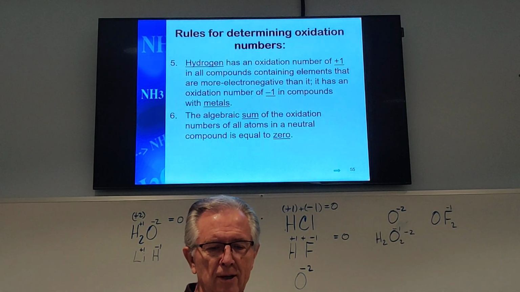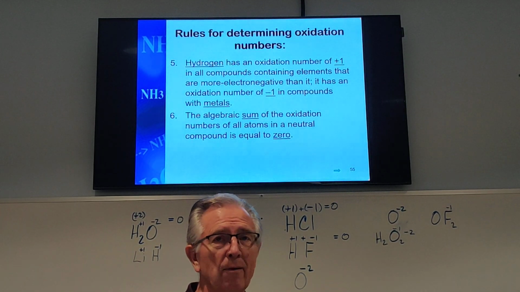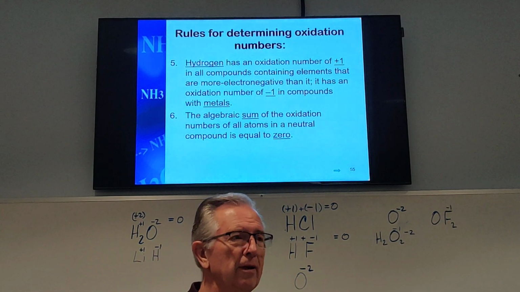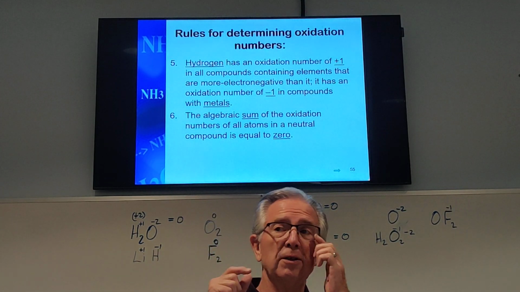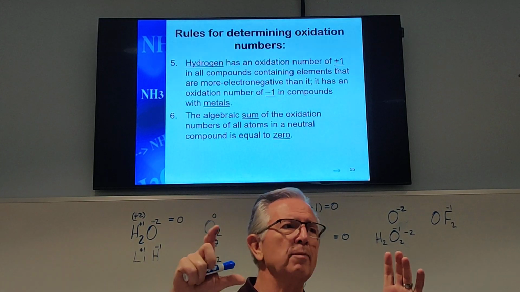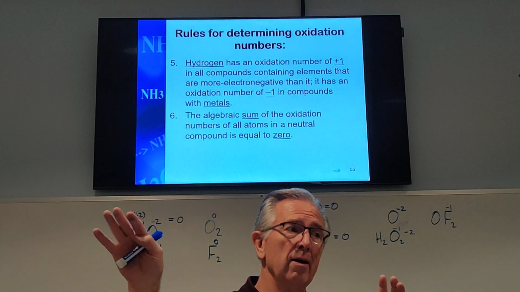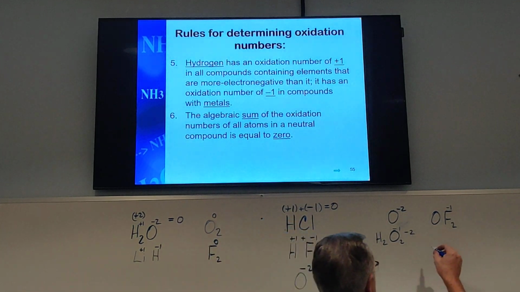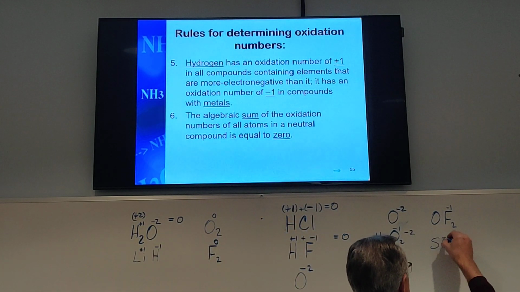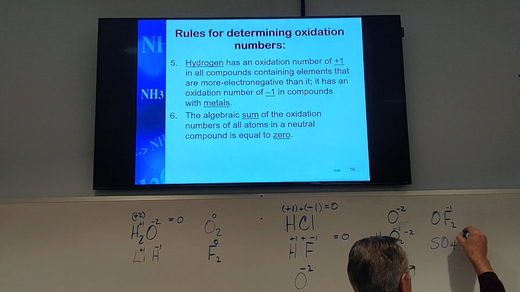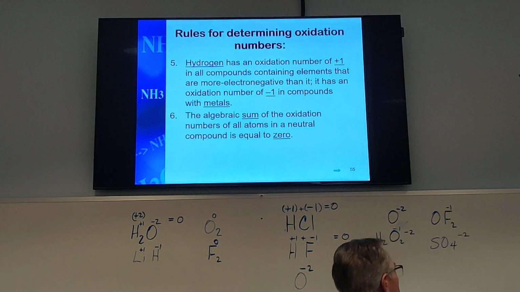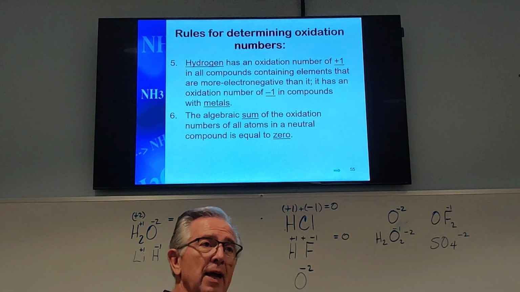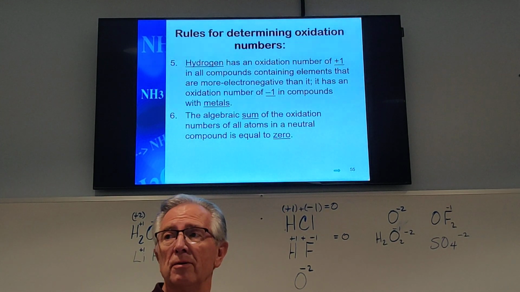Okay? And then we already talked about this already, but now here's the official rule. The algebraic sum of the oxidation numbers of all the elements in a neutral compound is equal to 0. Okay? If it's a polyatomic ion, it has to add up to the charge of the ion. Like for instance, if I was doing it for, let's say, sulfate, which we know has an overall charge of -2, then it has to add up to -2.